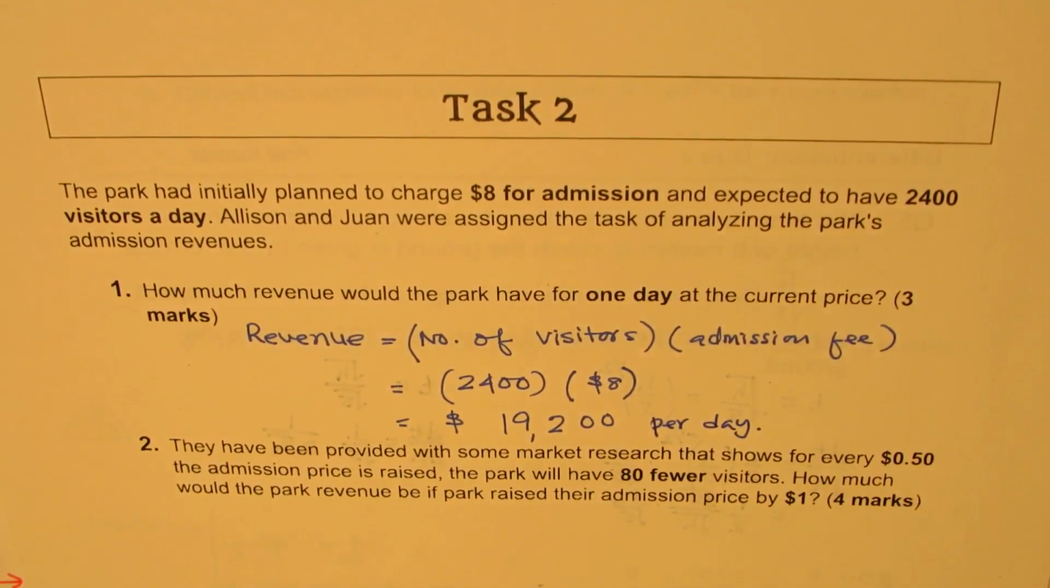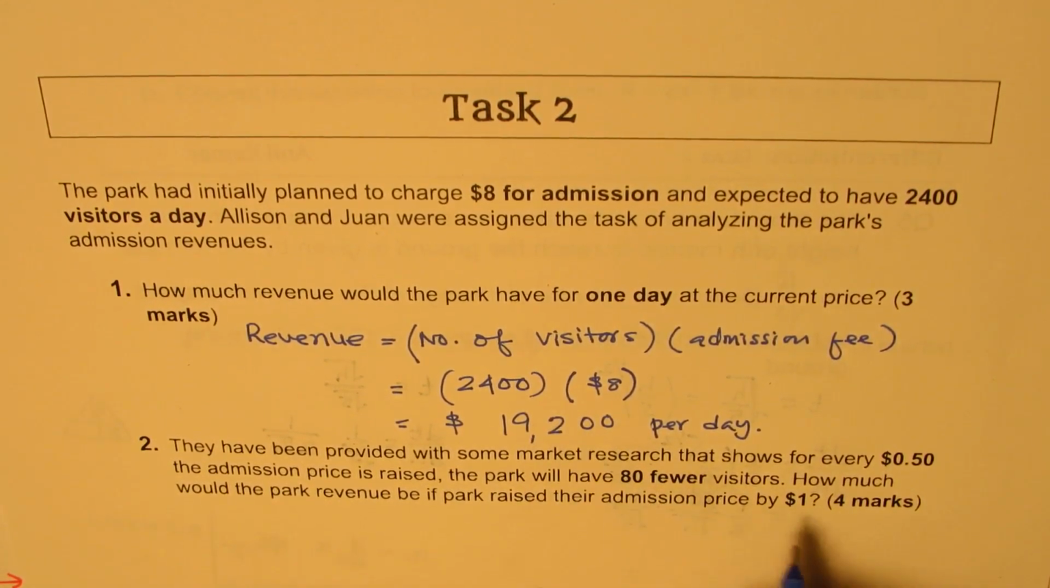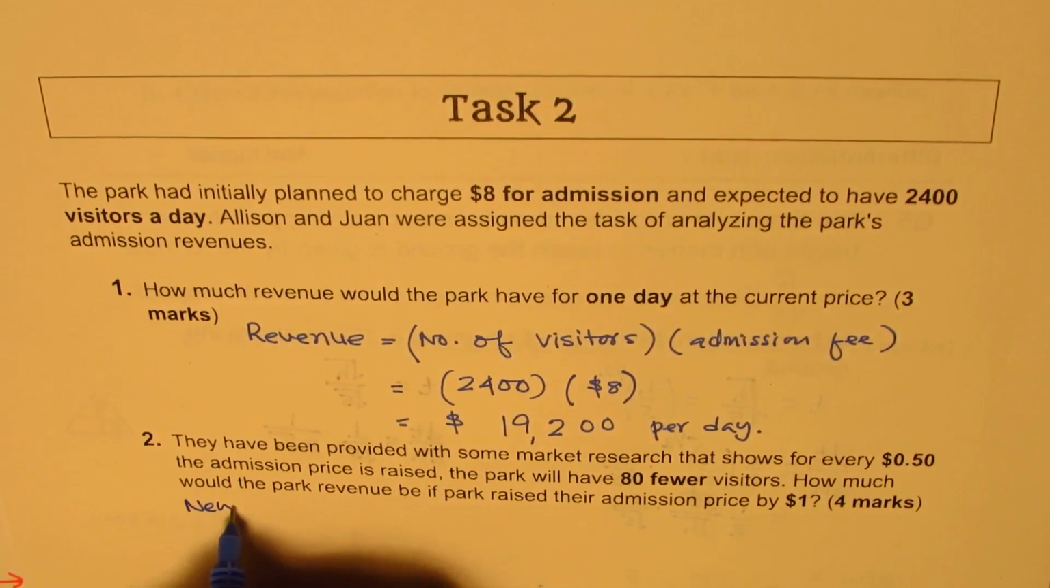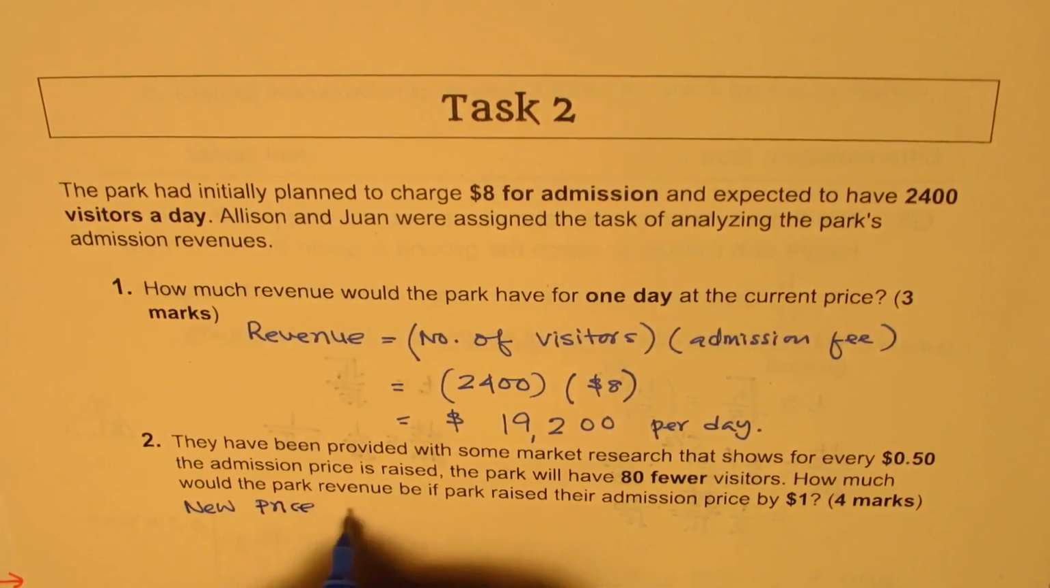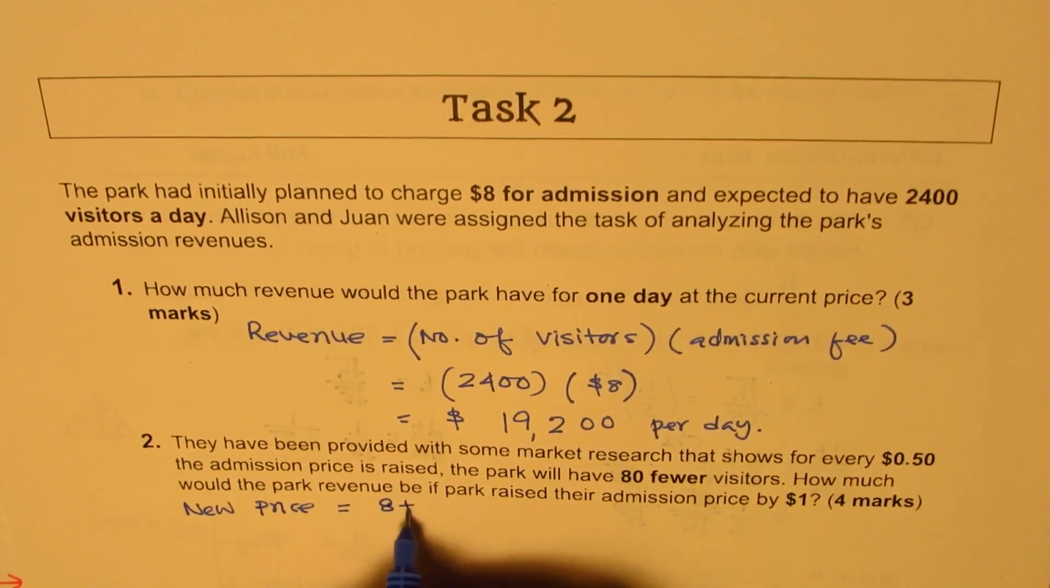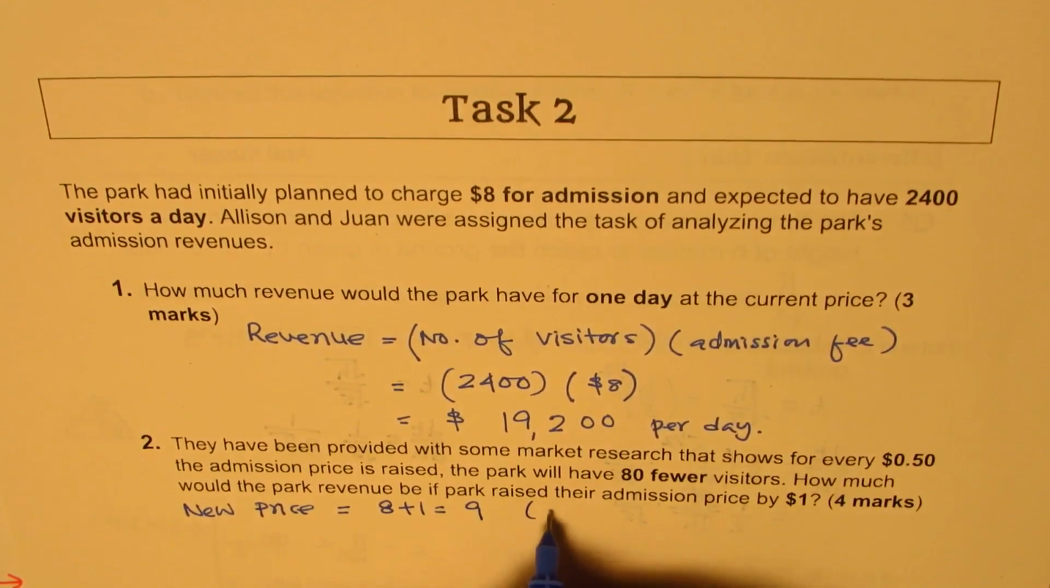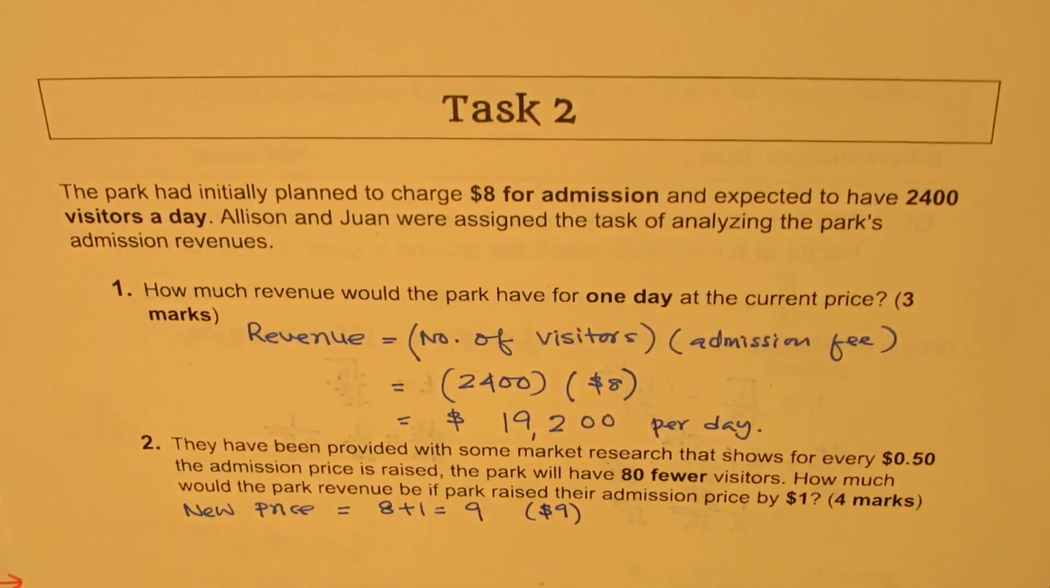Part B is, they have been provided with some market research that shows for every 50 cents the admission price is raised, the park will have 80 fewer visitors. How much would the park revenue be if park raised their admission price by $1? So we can again calculate the same thing. So new price will be 8 plus 1, which is 9, right? So it is in dollars, $9.